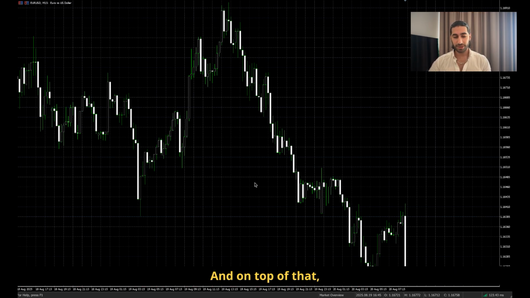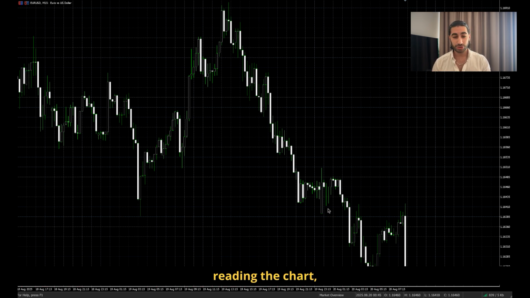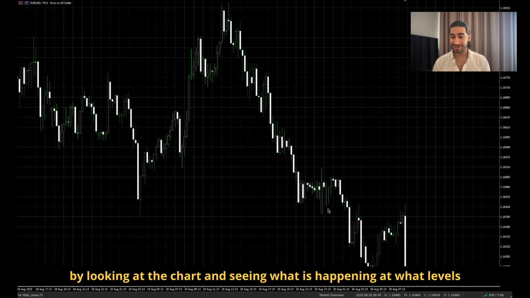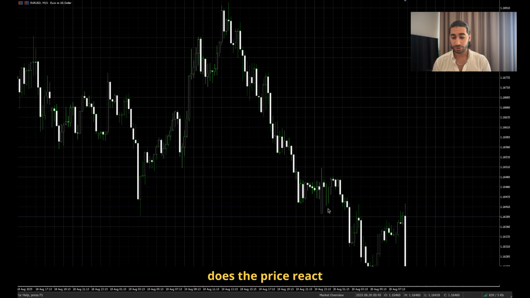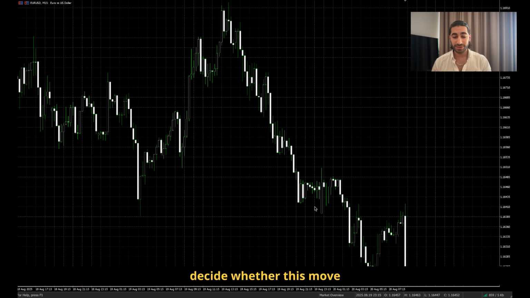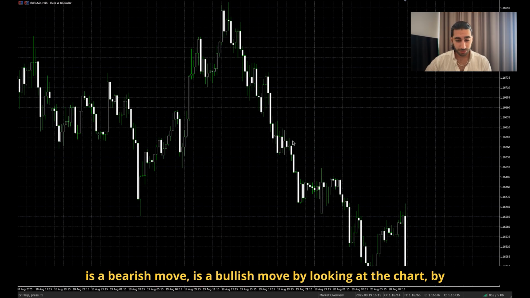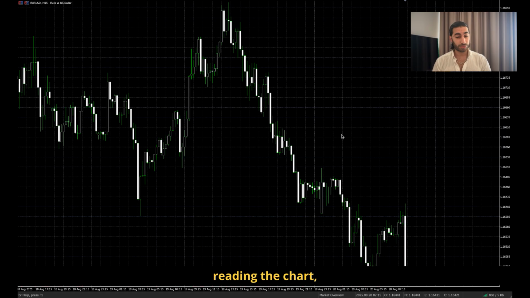And on top of that, you can recognize areas that interest these sellers and these buyers by reading the chart, by looking at the chart and seeing what is happening, at what levels does the price react, and how the price reacts from these levels. And from there, you can decide whether this move is a bearish move, is a bullish move, by looking at the chart, by reading the chart.